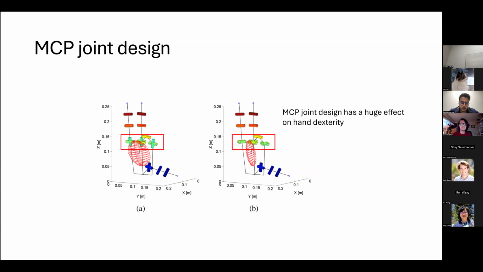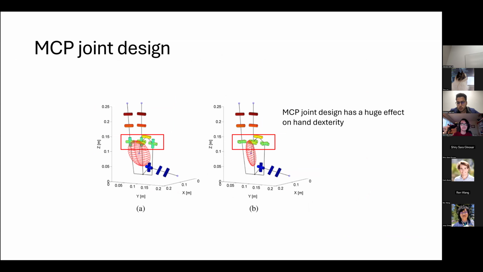So as I talked about in the beginning, MCP joint design can have a big impact on how dexterous the hand is. Humans have a ball joint at the MCP location, but ball joints are really hard to make. So typically what's done is you add 2 motors, one after the other, at the MCP location. And the axes and order of these motors are typically very important. So let's take a look at 2 hands.